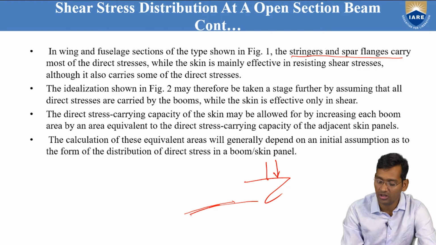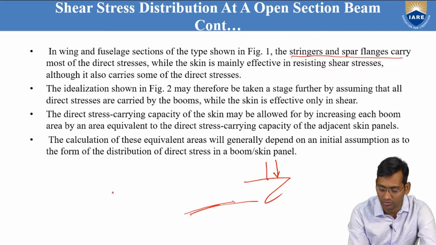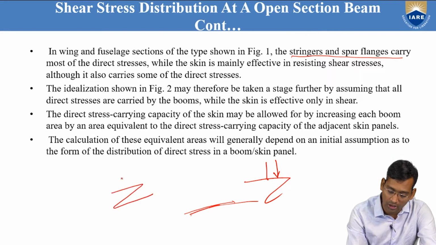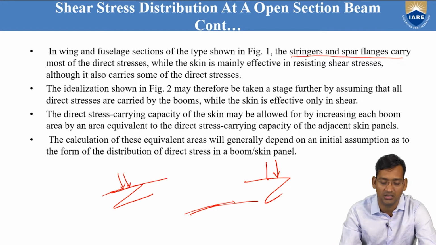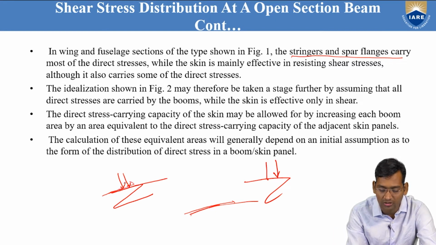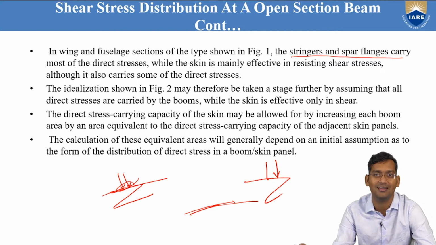That direct stress arises because the skin is supported by the stringer and spar. This is the direct stress on a stringer. If the skin is in contact with the stringer, this direct load will also act on the skin. That is why it carries some, but mostly the skin is for shear stress.